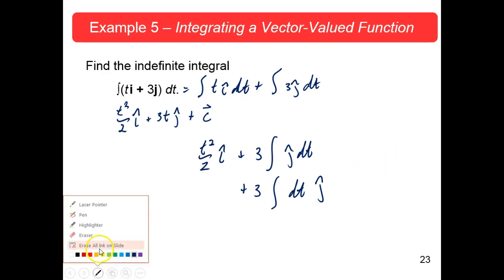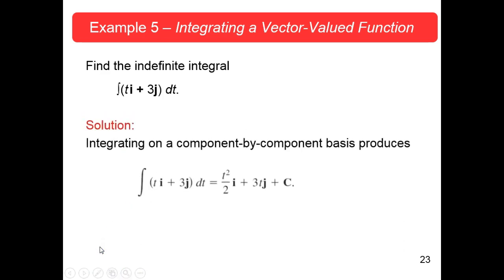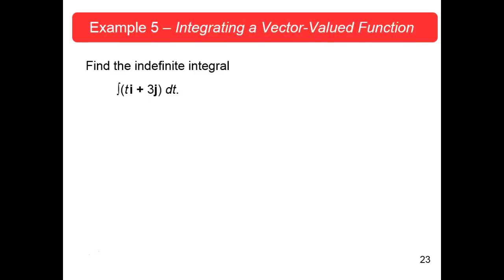So that's what we got. Let's see how they did it. Probably pretty much the same way. Yeah, they just wrote it down, integrating on a component by component basis. The integral of this, t squared over 2 i, the integral of 3 dt would be 3t j, and then some constant vector with an i or a j component. Either one of those could be 0, but generally it would be. So then example 6, they don't show. So let's go back and do example 6.